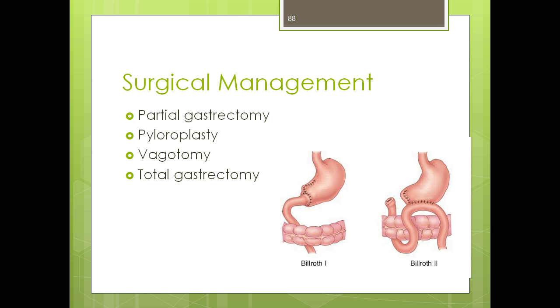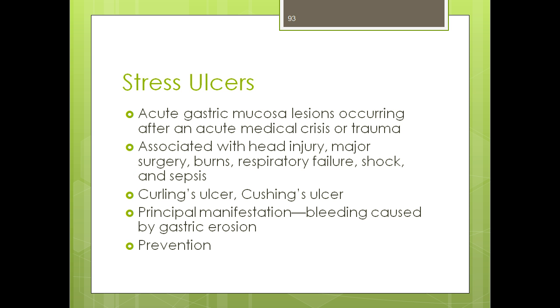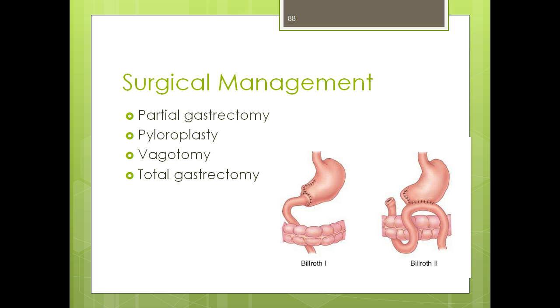Okay. Surgical management. If it's chronic and it's related to some type of disease process, like I was telling you earlier about the Crohn's and that type of thing, there could possibly be surgical management where they take out certain portions of the stomach. They have partial gastrectomy, vagotomies, or even a total gastrectomy can possibly be done.